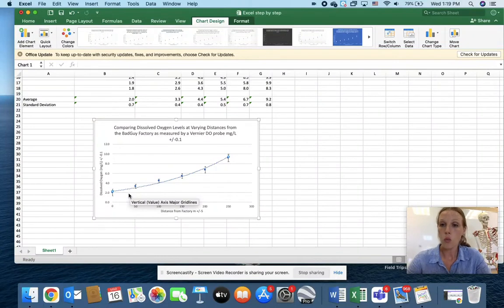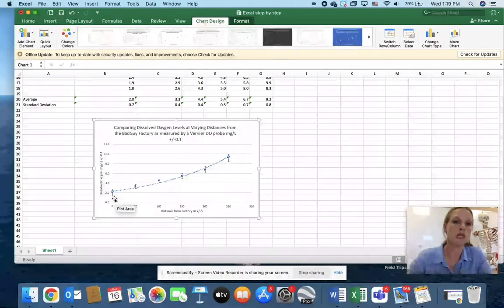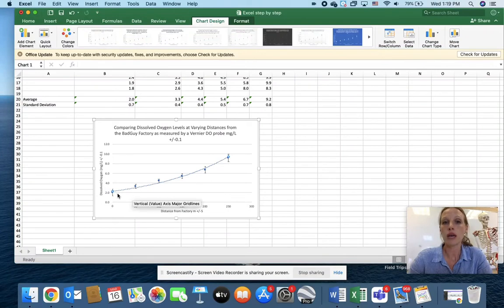I can discuss, why might that be? Maybe the factory has different pipes that bring water or wastewater out of the factory, and it's mixing unequally in the river at those points. Maybe there are sections where there's more pollution than others, decreasing the dissolved oxygen levels. You can come up with reasons why the data varies more in these sections versus the other sections.